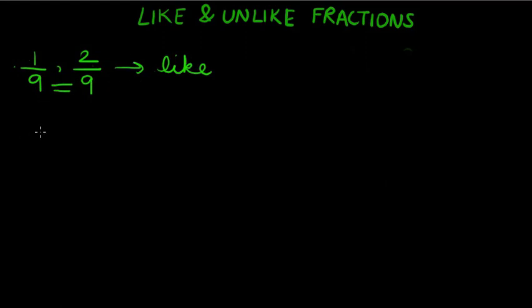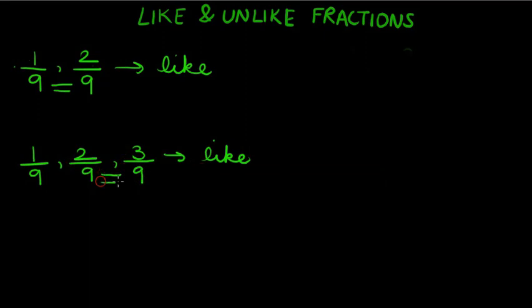Now, if I have more than two fractions, let's say I have 1 upon 9, 2 upon 9 and even 3 upon 9, then these are also like fractions because the denominator is same throughout for all three fractions. But let's say in another case I have 1 upon 9 and 1 upon 10. So what many people might think is that although the denominator is not the same, the numerator is the same. So these are like fractions. But no, that's not true. What we need to look at is the denominator, which in this case is not the same. So these are unlike.